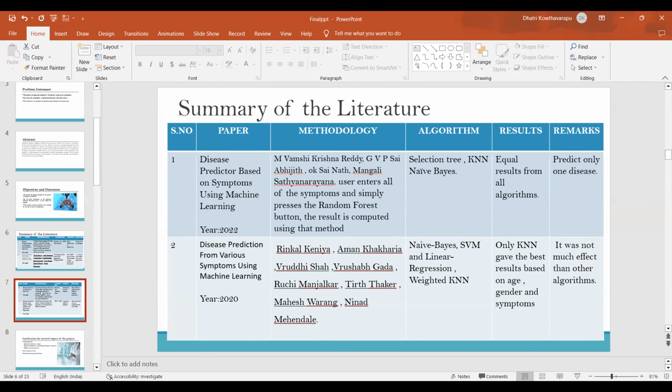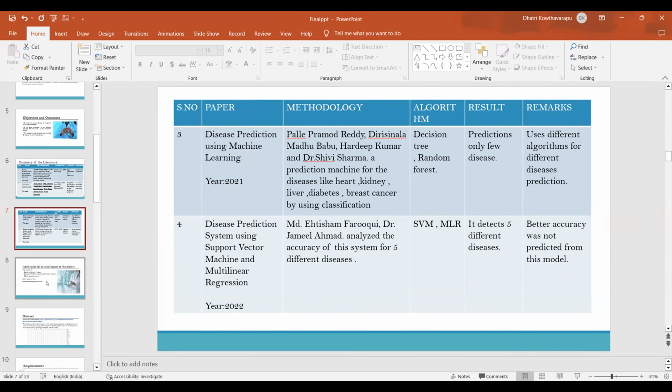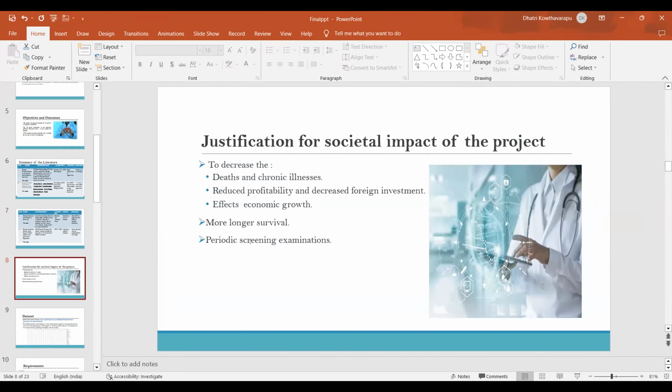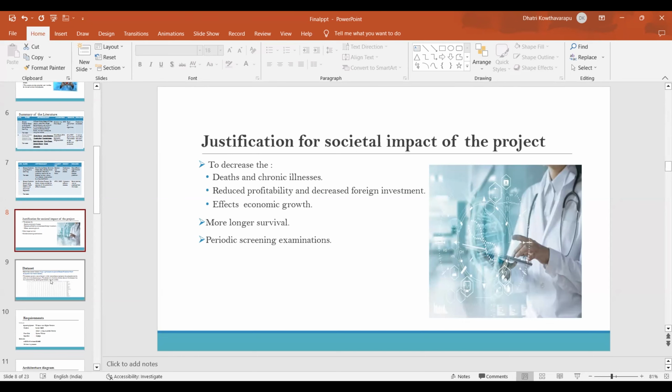And how it impacts society: it can decrease death rates, since we can predict the disease in the early stage and the person can survive longer. It also allows frequent health checkups, which can be done at our home itself instead of going to the hospital. So it makes our daily life easy.